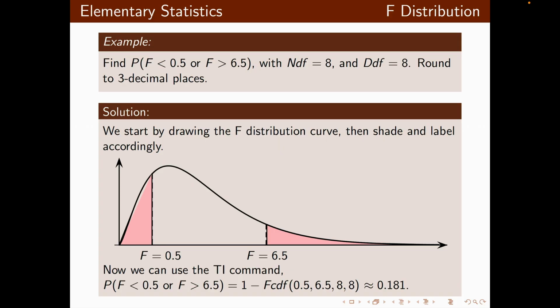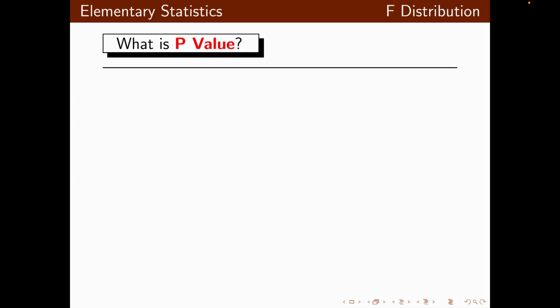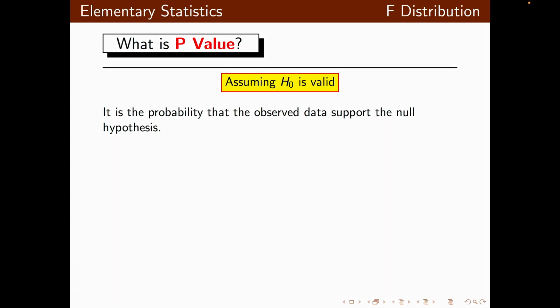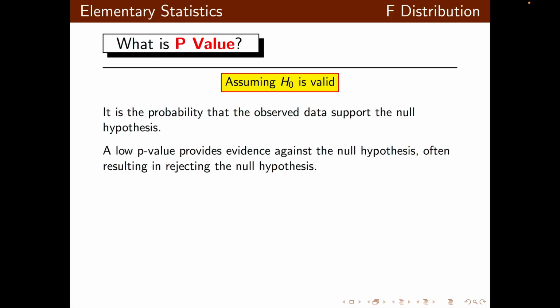Now, what is p-value? Assuming the null hypothesis is valid, p-value is the probability that observed data supports the null hypothesis. A low p-value provides evidence against the null hypothesis, often resulting in rejecting the null hypothesis H0.